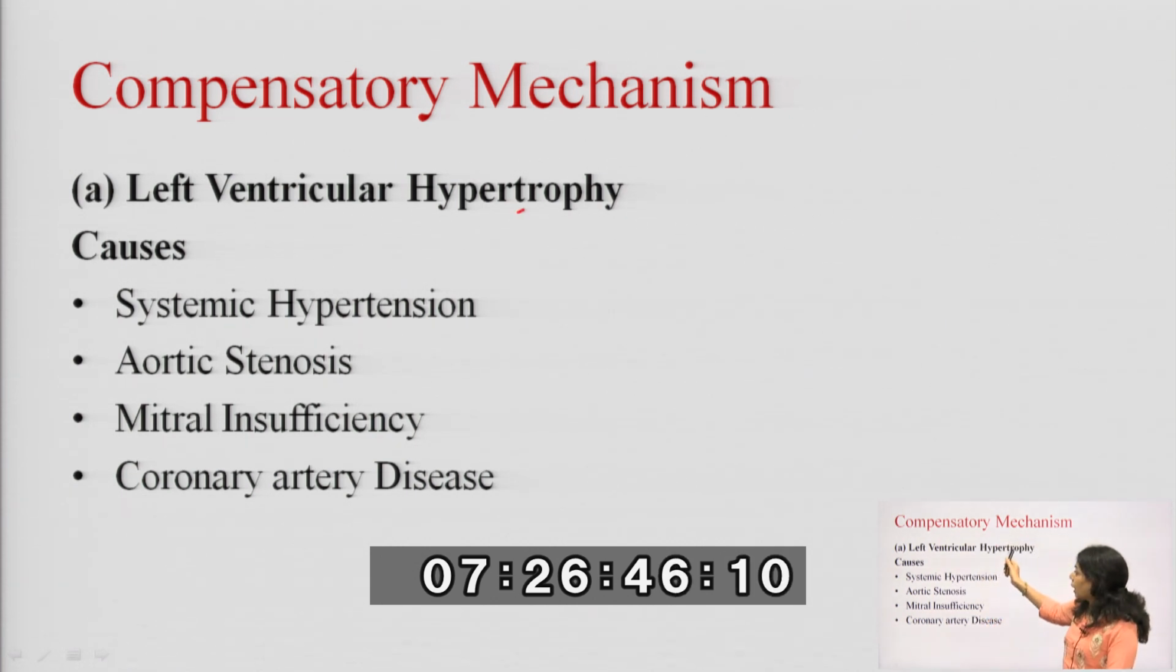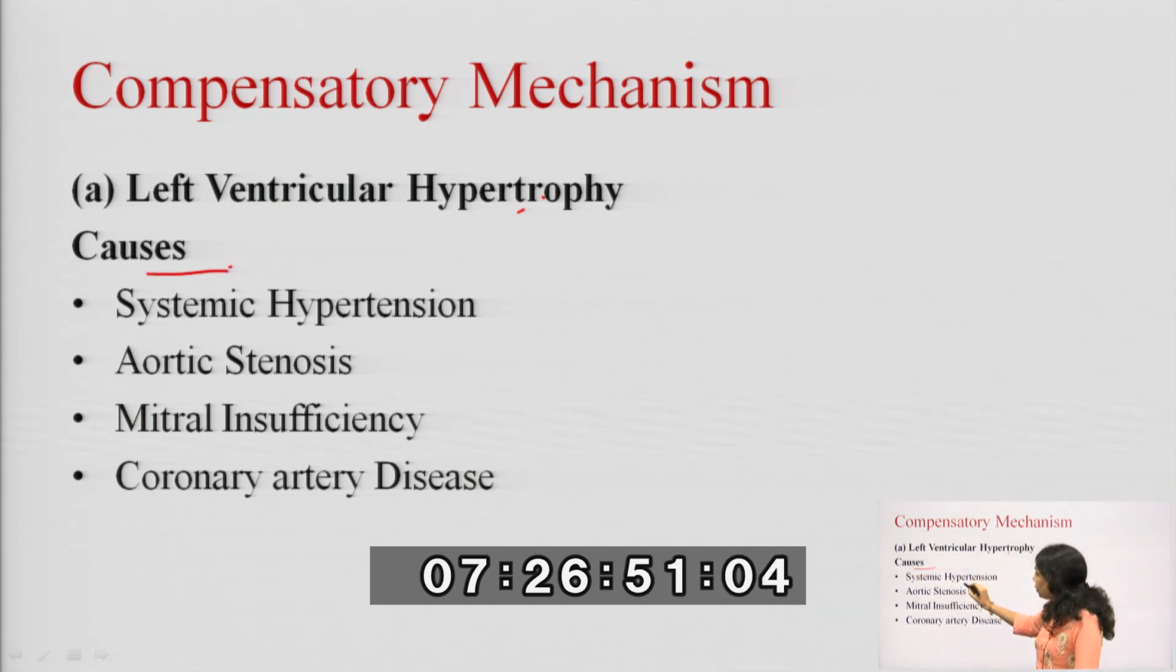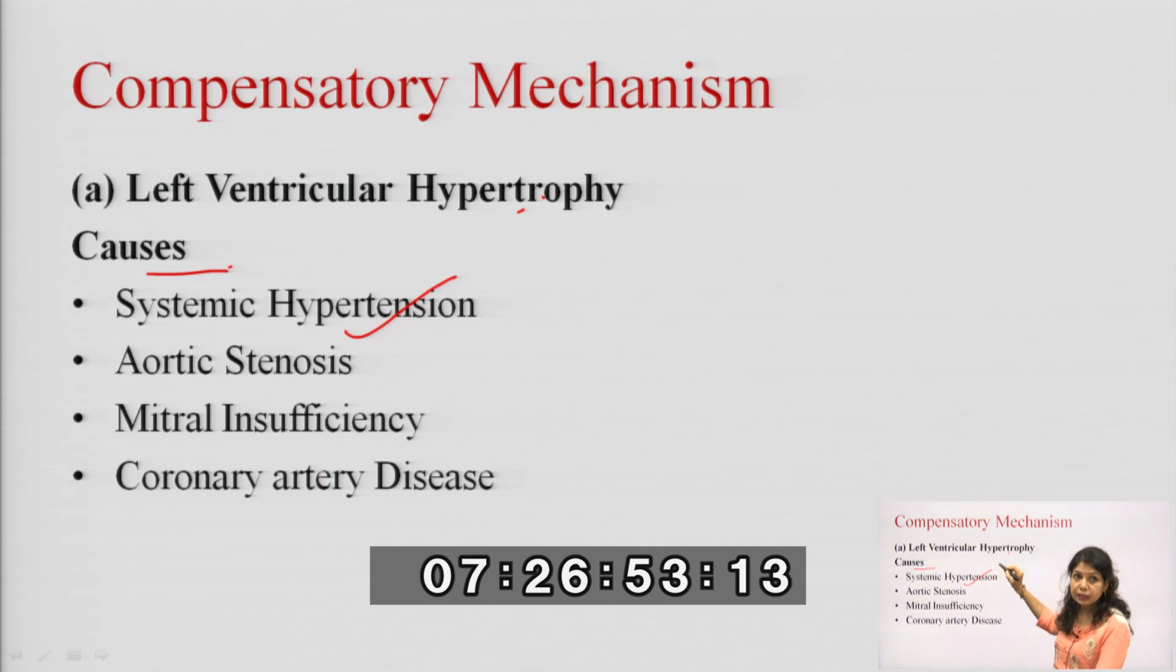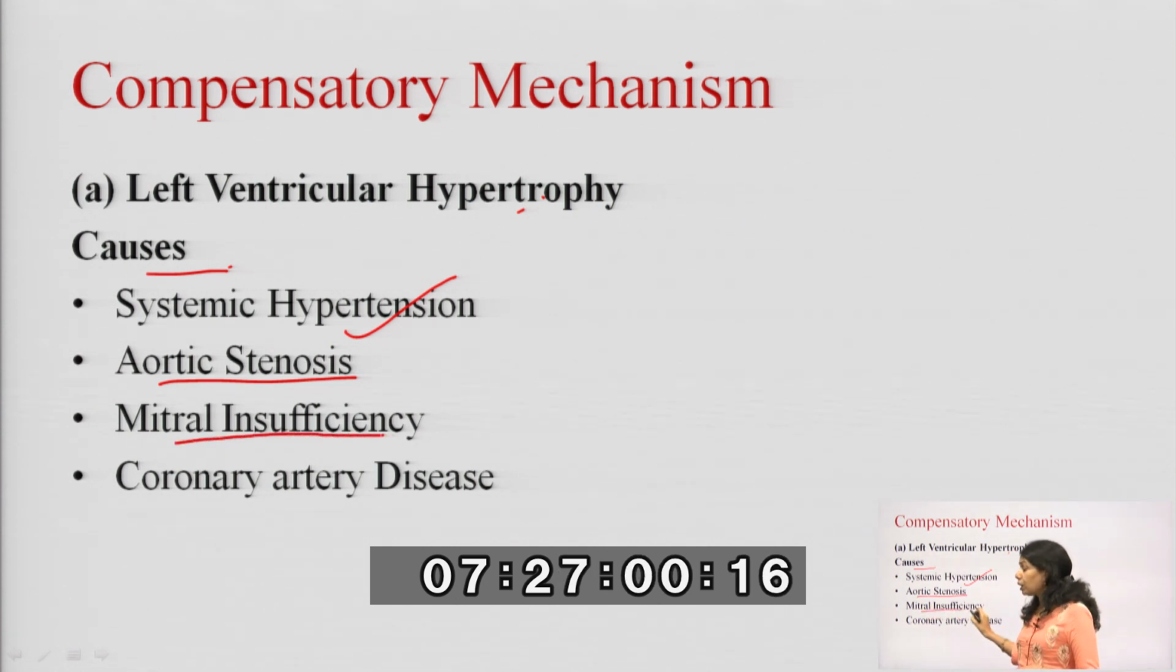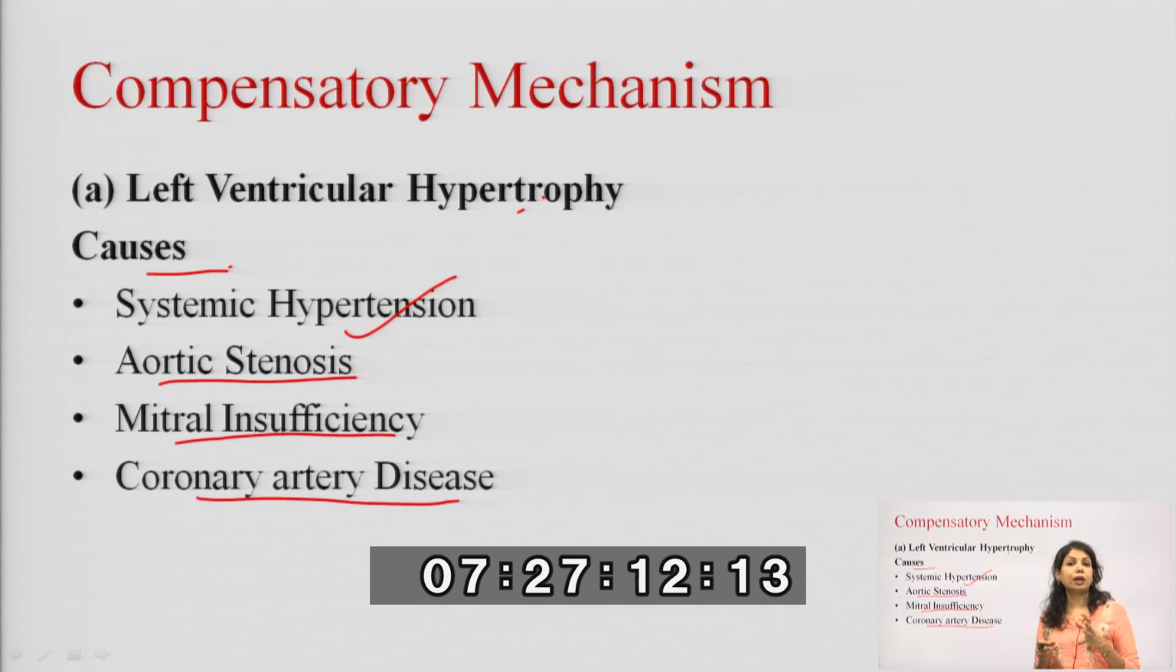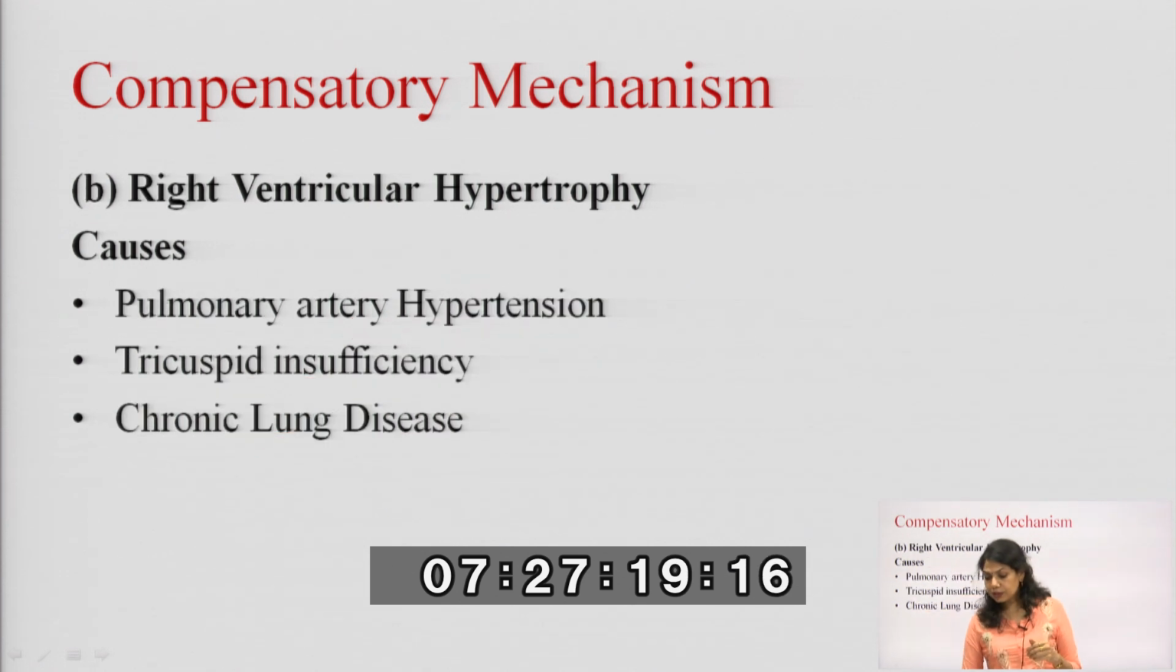The left ventricular hypertrophy, why is there? The different causes of left ventricular hypertrophy: systemic hypertension, increase in the blood pressure; aortic stenosis, narrowing of the aorta; mitral insufficiency, which means the mitral valve, the bicuspid valve present between left auricle and left ventricle, is not working properly; or any coronary artery disease. Coronary artery is the artery which is supplying blood to the heart itself, that is not functioning properly. The left side heart failure is there.